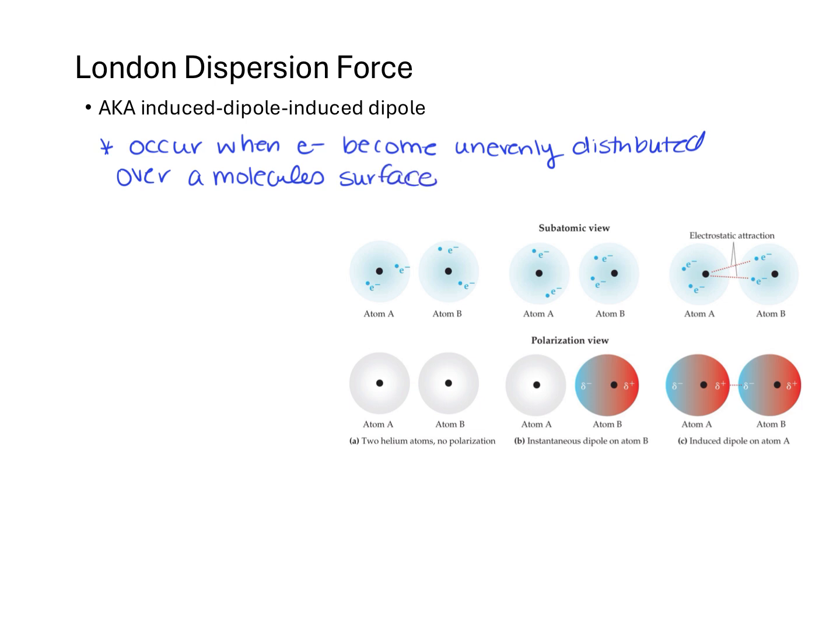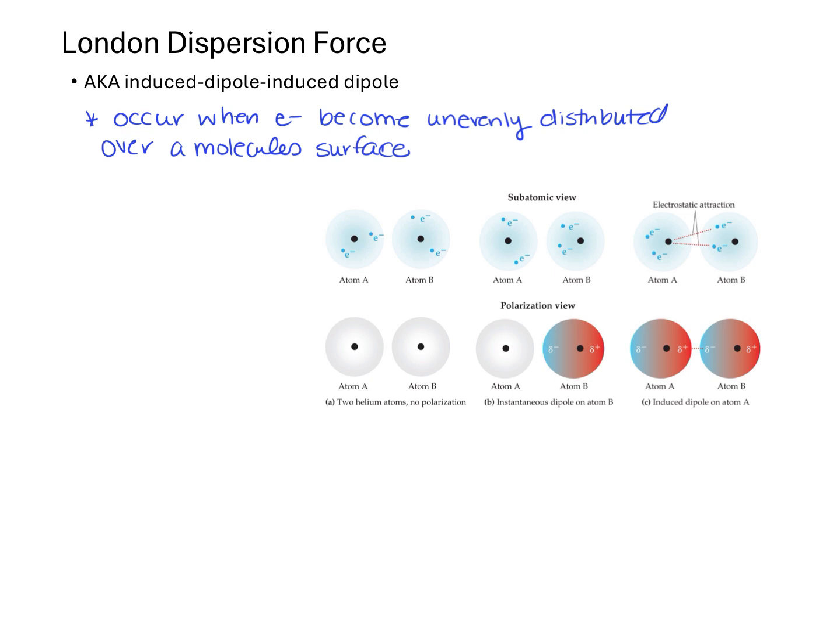Okay. And so when this happens, if we look here, we have these two atoms. We have just two normal atoms of helium. And there's no difference in charge. Then something happens to make these two electrons run to one side here. When it does, it induces a partial negative charge just on one side of the atom.